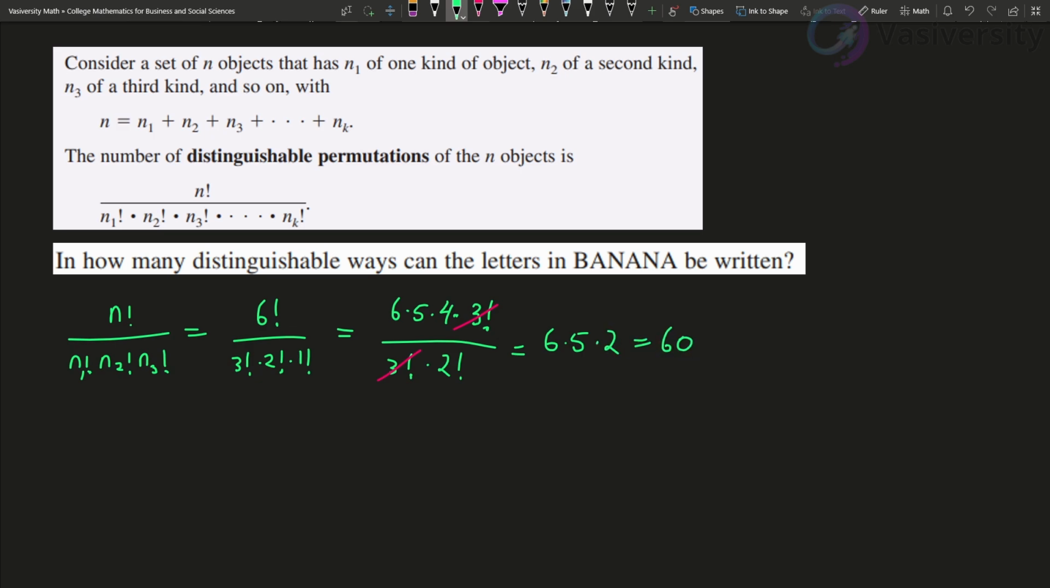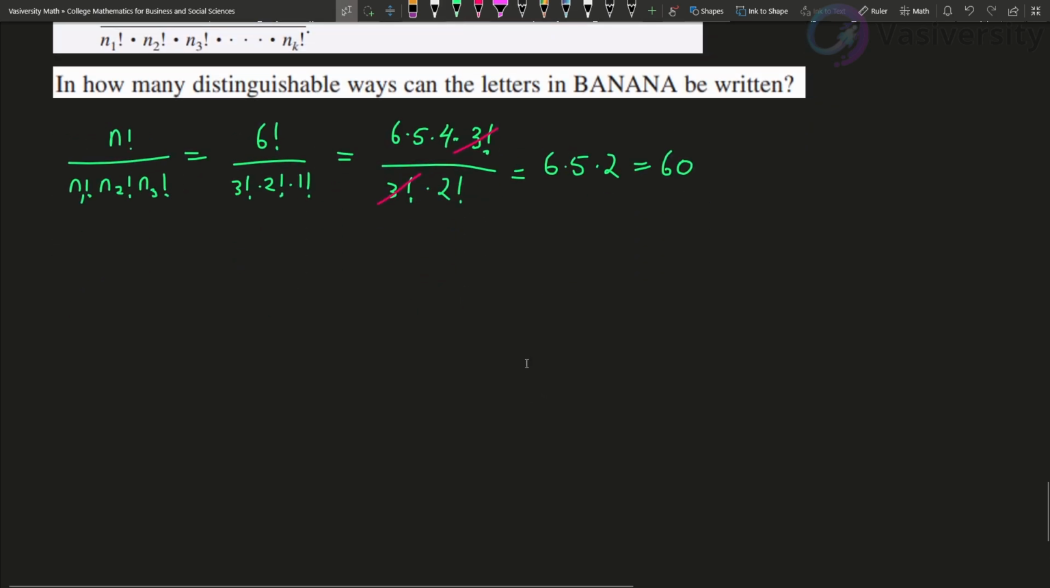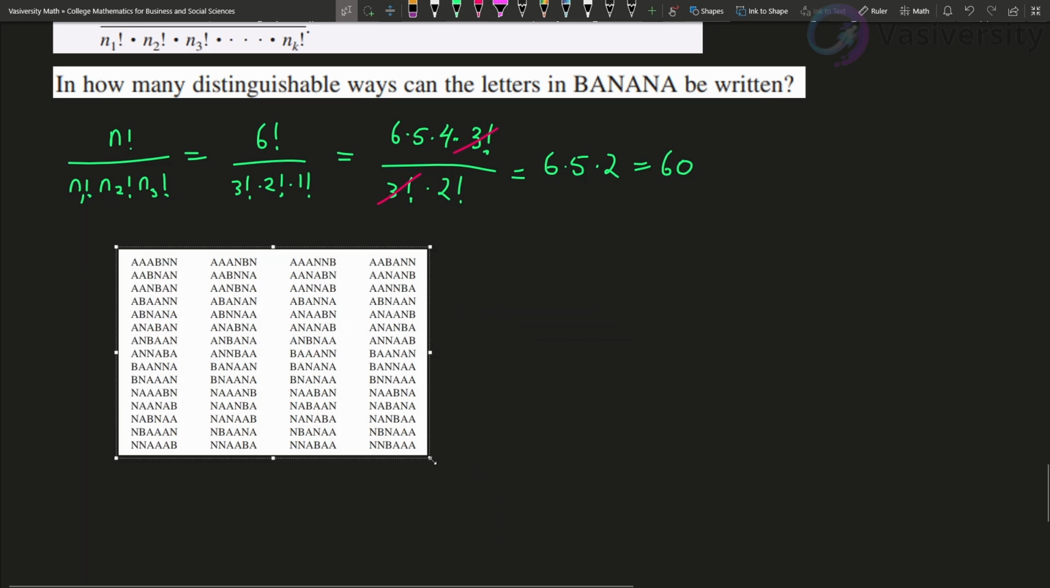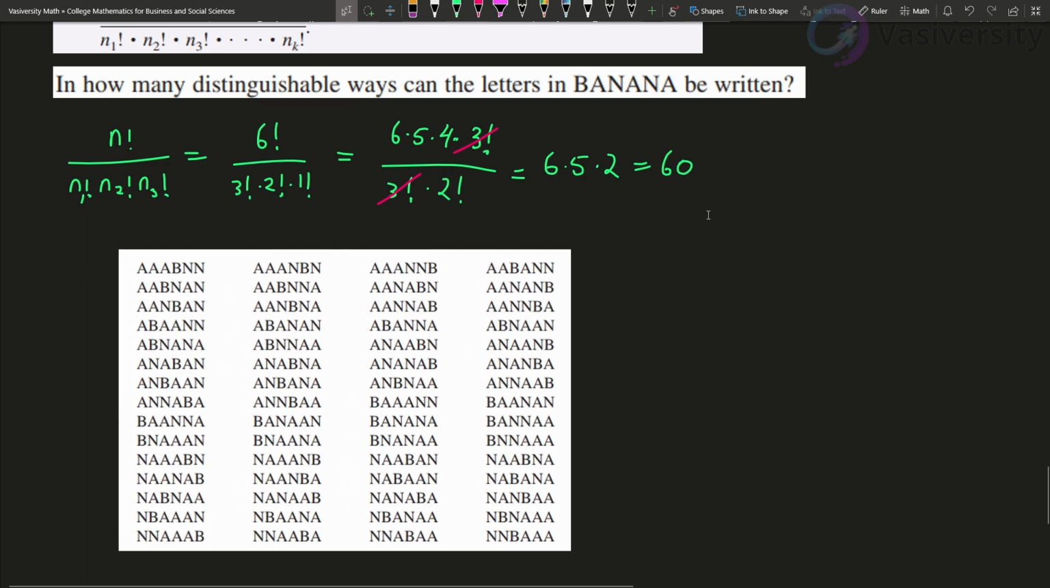Right? And if you don't believe me that it's 60, we can write out all of the possibilities. And here we are. There's precisely 60 different outcomes, distinguishable ways that we can write the letters in banana.